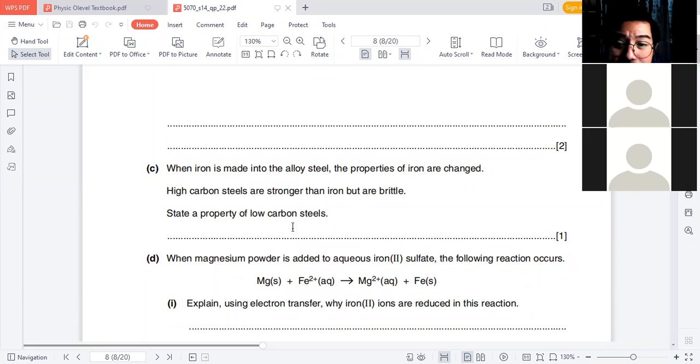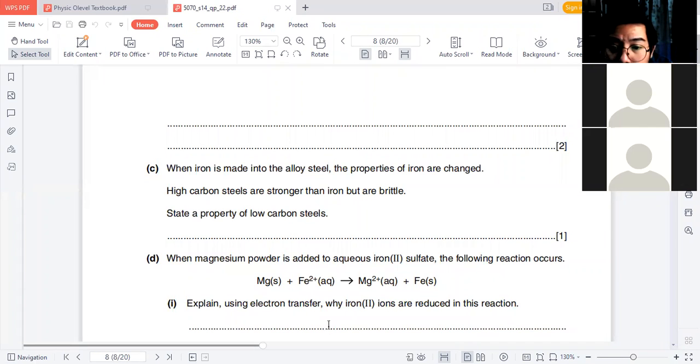Now, when magnesium powder is added to aqueous iron(II) sulfate, the following reaction occurs: Mg plus Fe2+ gives Mg2+ and Fe. Now explain, using electron transfer, why iron(II) is reduced in this reaction.